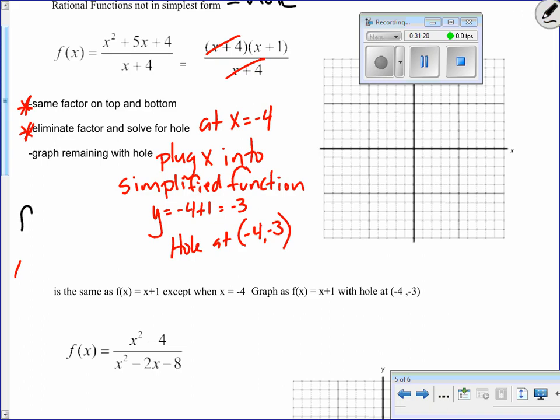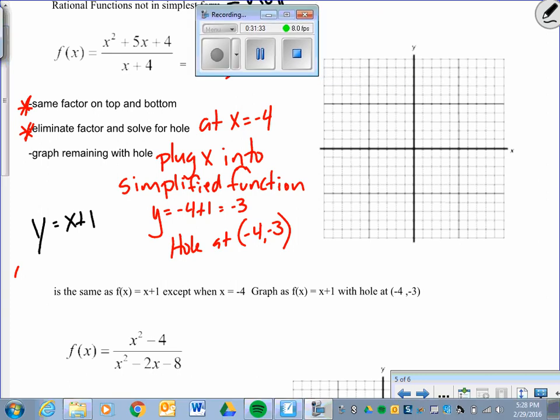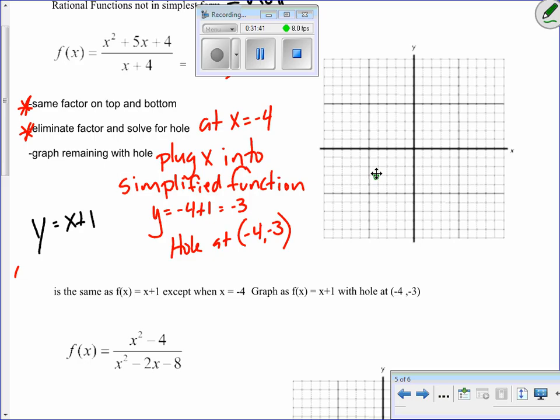And our simplified function here, with that hole removed, is y equals x plus 1, which is just a line. Okay, it's just a line. So if I go ahead and put this on here, I know where that hole is. Make it clear where it is. I think we'll say 1, 2, 3, 4, 1, 2, 3, there's my hole. And I'm just going to graph the line. It crosses the y-axis at 1, and here it is. Okay, good enough for me. There you go, there's the hole.